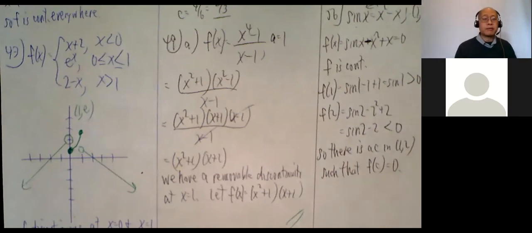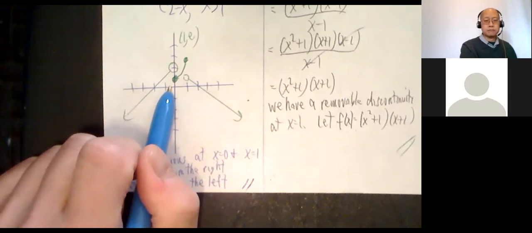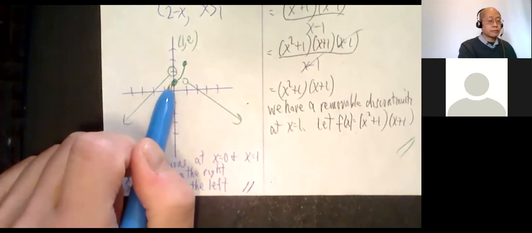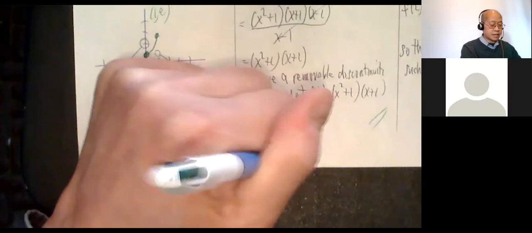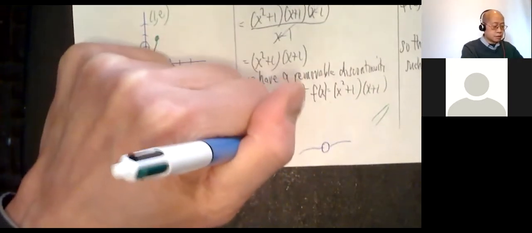Okay, so we talked before about a jump discontinuity. Here's an example of a jump discontinuity, right? There's no way this is going to be continuous no matter what I do. Okay, a removable discontinuity would be something that looks, let's say, like this. That's a removable discontinuity.